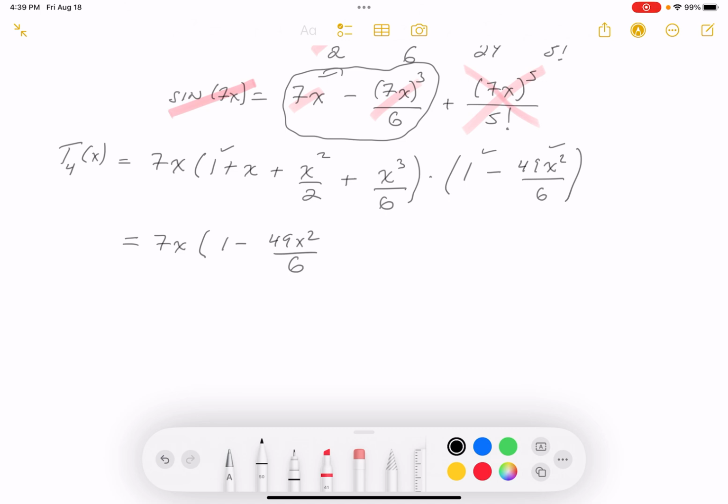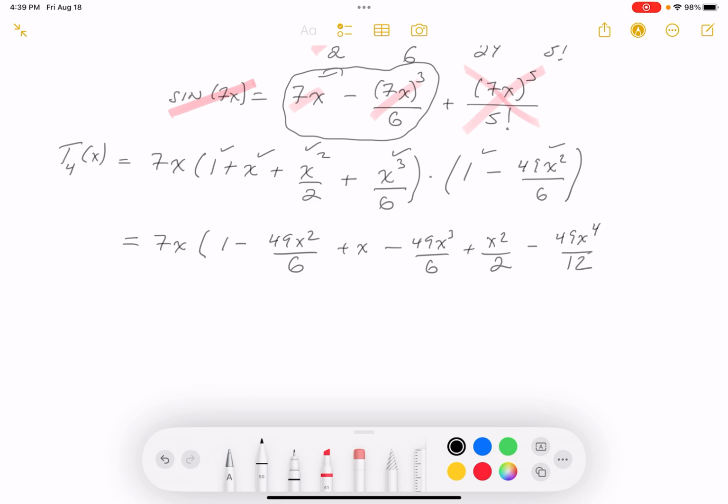All right? Then I'm going to do this x times those two terms, which is going to give me x minus 49x cubed over 6. Then I'm going to do this term times those two terms. What is going to give me? Plus x squared over 2. Yeah, it's tedious, by the way. Minus, what are you going to get? You can get 49x^4 over 12.